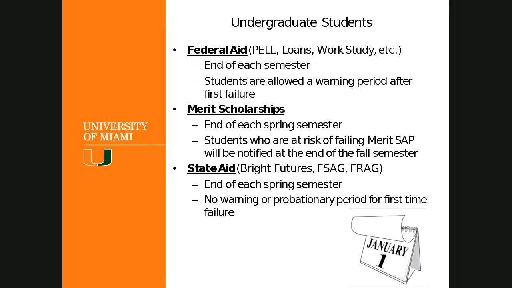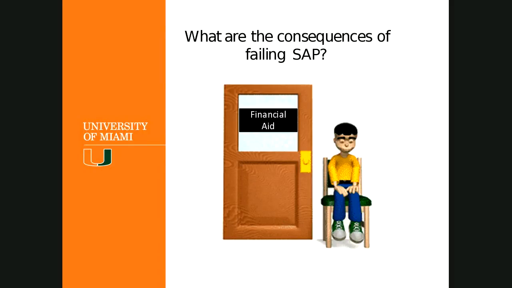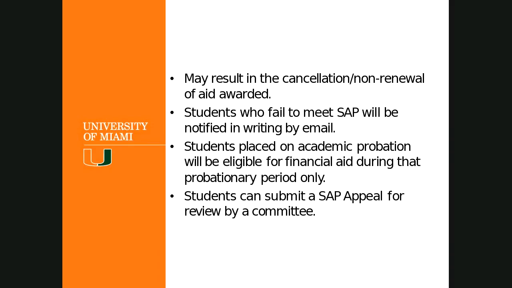Now, what are the consequences of failing satisfactory academic progress? It may result in a cancellation or non-renewal of your aid that's been awarded to you. Like we said with federal aid, you'll get a warning the first time. We'll tell you, hey, heads up, this is what's going on, you need to improve. Or if it's at the end of spring and you've not met that criteria, we would then cancel out future aid for the next academic year.